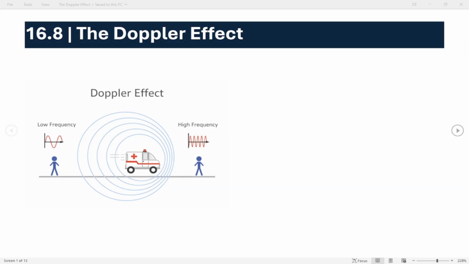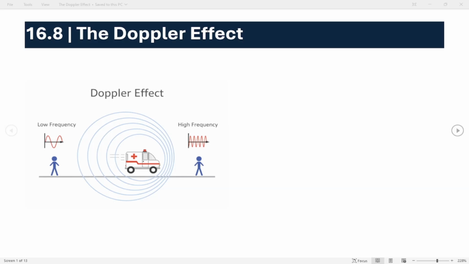Okay, good day everyone. This time we will be discussing the Doppler effect. Now, I have here an illustration, and I think that all of us experience this kind of phenomenon, where when an ambulance is approaching, the pitch of the sound coming from the ambulance is high, and when it passes our position, you notice that the pitch of the sound from the ambulance is low. And this phenomenon is called the Doppler effect.